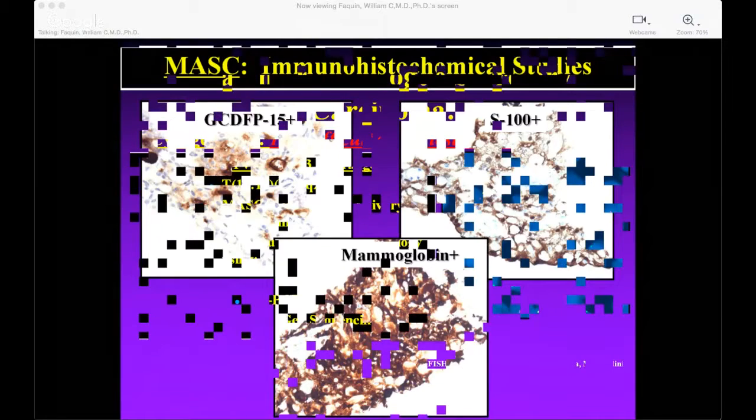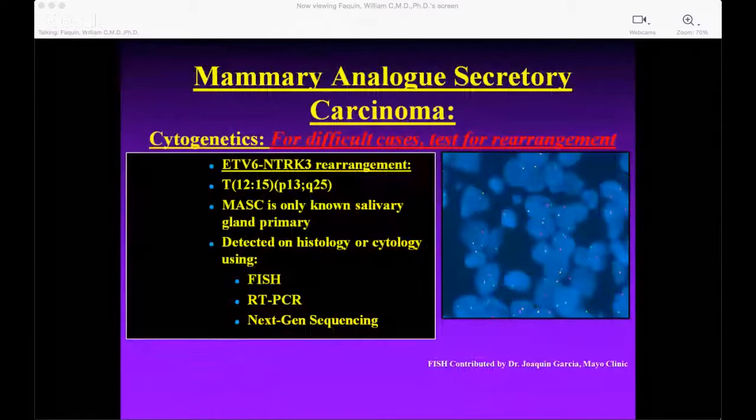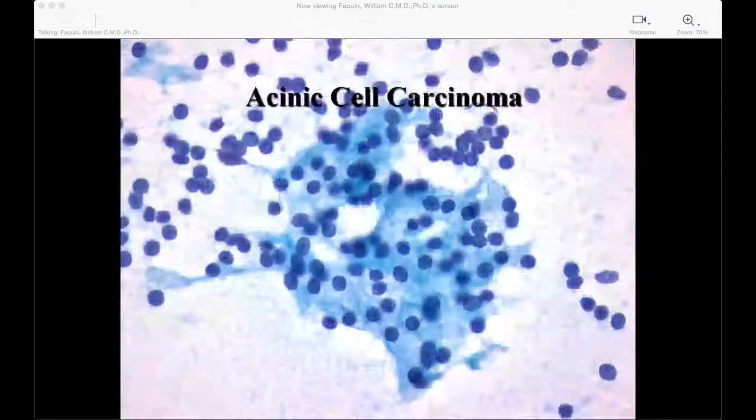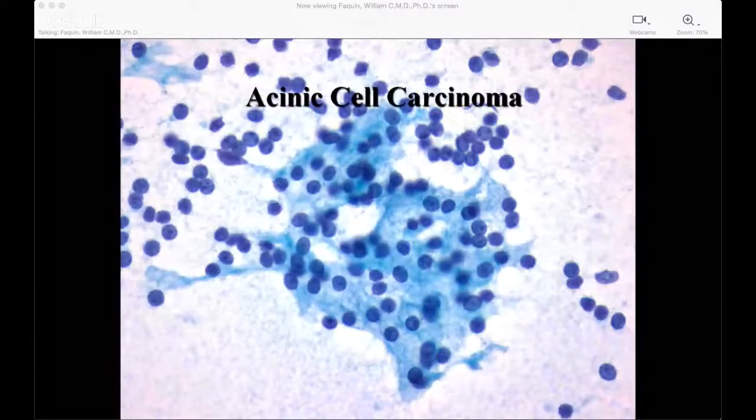And for difficult cases, you can certainly do the molecular testing for a definitive diagnosis of MASC in the salivary gland. This shows a nice FISH analysis. At our institution, we use next generation sequencing to demonstrate the ETV6 gene rearrangement. Acinic cell carcinoma is one that we can do a pretty good job of on FNA if you have material for ancillary studies.